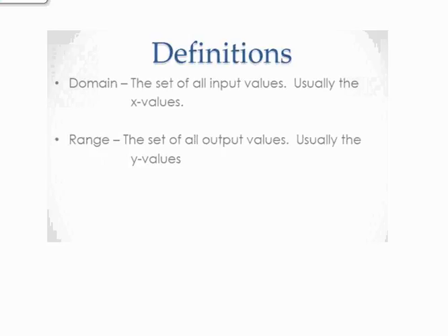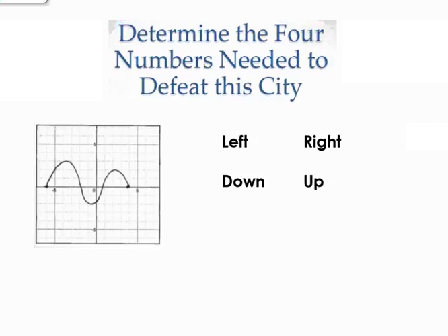Okay, so we're going to use the concept that we learned yesterday from the game in order to do this. So you need to determine the 4 numbers needed to defeat this city. So the left boundary is -6. The next boundary that we're going to talk about is your right boundary, and your right boundary is here at 4.